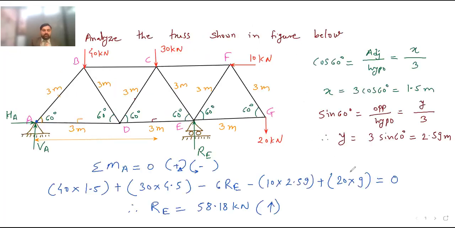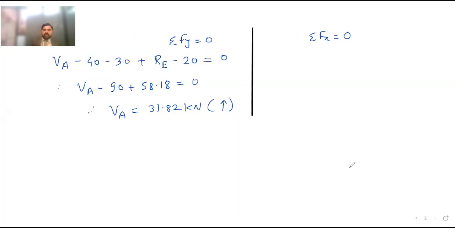So what we will get over here? HA is moving towards the right hand side, plus HA, and 10 kilonewton moving towards the left hand side, so minus 10. So it will be HA minus 10 is equal to 0. Therefore, HA is equal to 10 kilonewton. Again, we have got a positive answer, so our assumed direction of HA moving towards the right is correct. So these are about the reactions.